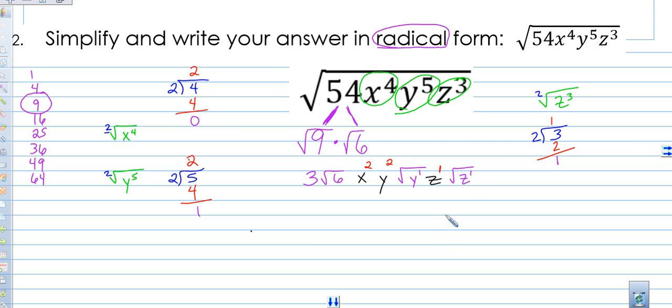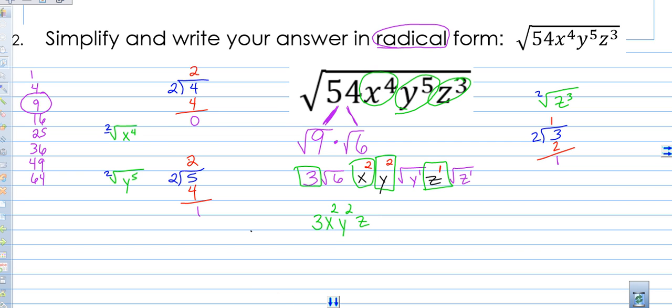Okay? So now that doesn't look very simplified, right? So what we're going to do is clean this up a little bit and put all the stuff that's on the outside together and all the stuff that's on the inside together. So if you look, 3 is on the outside, x squared is on the outside, y squared is on the outside, and z to the 1st is on the outside of the radical. So we're going to push all these together, and if they have a simplifiable exponent, we'll simplify them. So 3 comes down, x squared will come down, y squared will come down, and then z to the 1st, which can be simplified to just z.